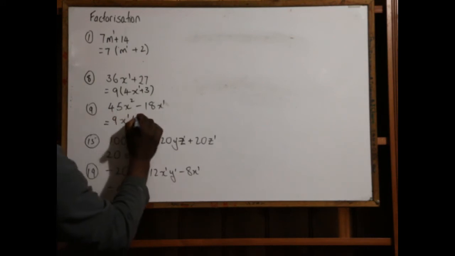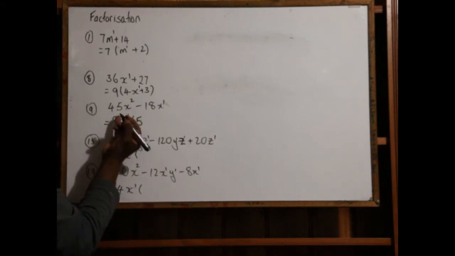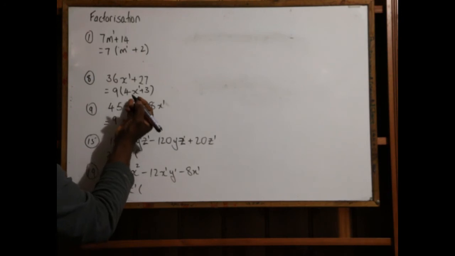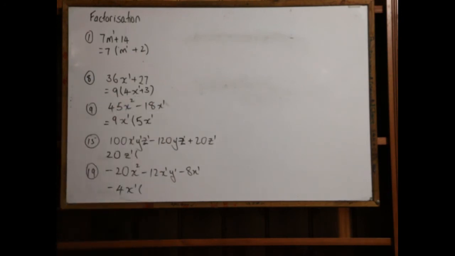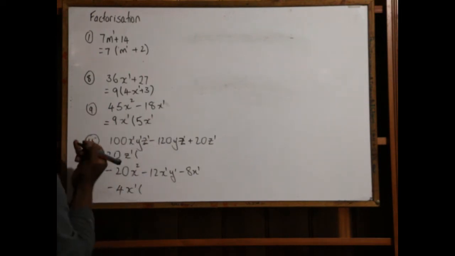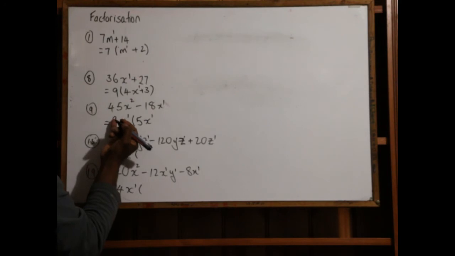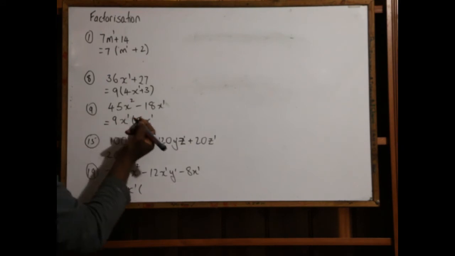45 divided by 9 is 5. We've got X1 here, we've got X2 here, so we need another X1. Remember, when you multiply letters, you add the powers. So let's check that again. 9 times 5 is 45. X1 times X1 is X2. So this first part's correct.